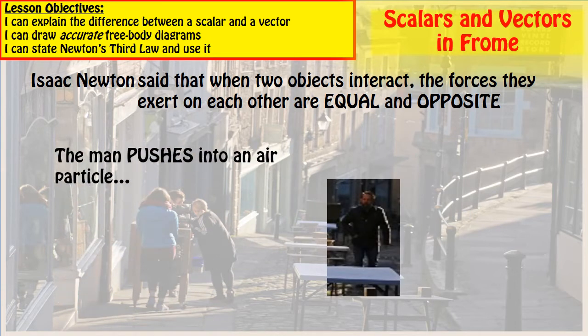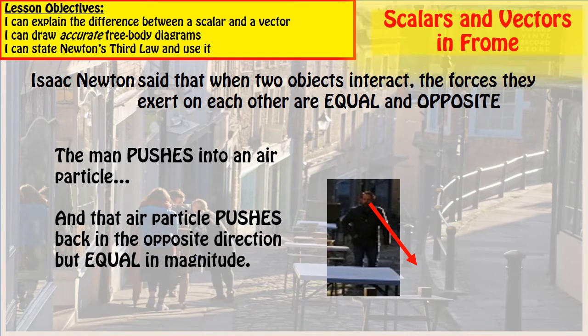Let's look at another example. So the man pushes into an air particle. There he goes. He's walking forward and he pushes himself into an air particle. Well, the third law of motion says that when two objects interact, the forces they exert on each other are equal and opposite. So if he's pushing himself into an air particle, then the air particle must push back on him, equal in magnitude but opposite in direction. Again, we have the arrows the same length to show the same magnitude, but in opposite directions. Kind of crazy to think about. Every single air particle you hit when you walk is pushing you back in the opposite direction.